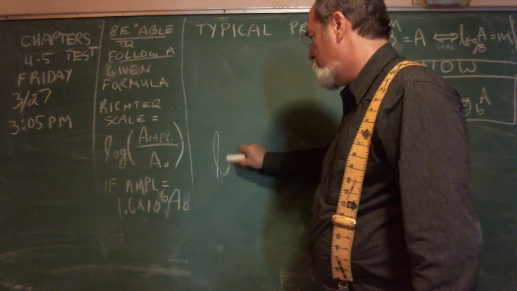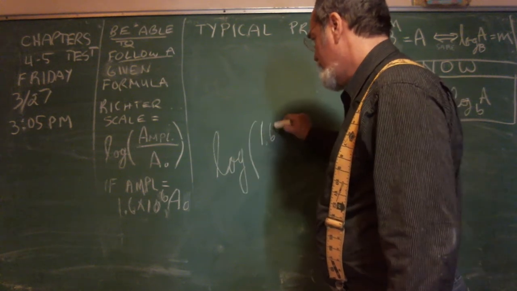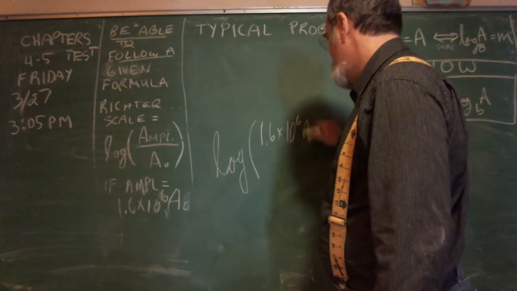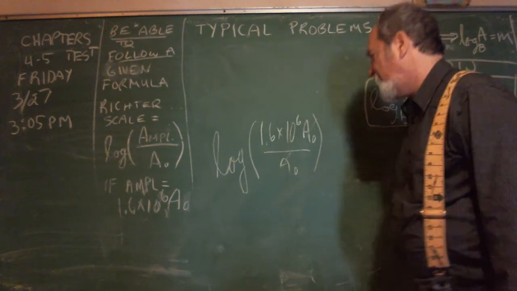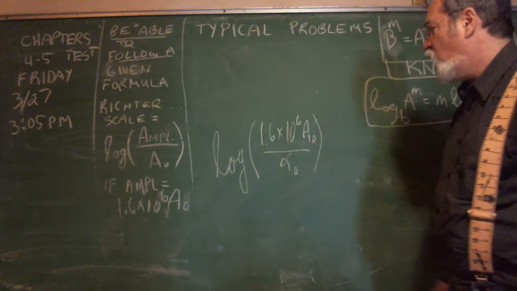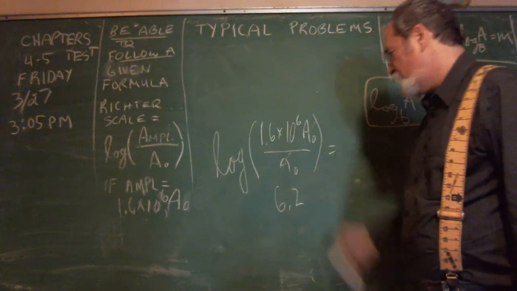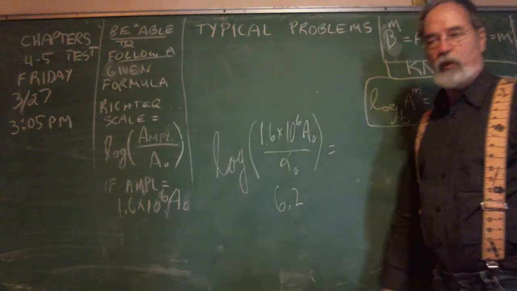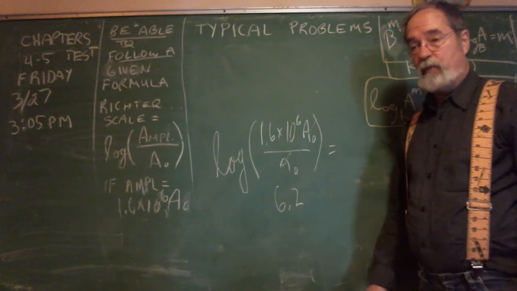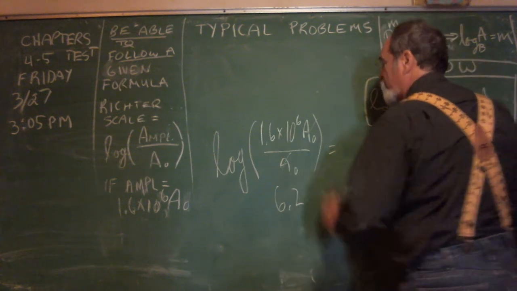Well, you do what the formula says. You have log of 1.6 times 10 to the 6th, a sub 0, divided by a sub 0. Well, the a sub 0 is canceled by division. That's perfectly legal. And now you're just taking the log of 1.6 times 10 to the 6th, which I did in my calculator, and it comes out to be 6.2. So this earthquake is 6.2 on the Richter scale. And that's how it works. You just do that thing. It's not so bad, and I'm definitely going to ask you about it. So be able to do Richter scale for sure.